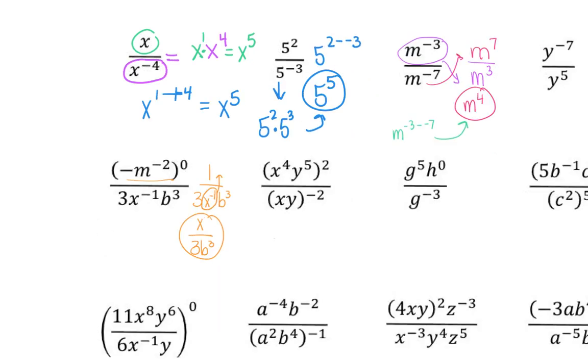What we have here is x to the 4th to the 2nd power, which is x to the 8th, y to the 5th to the 2nd power, which is y to the 10th. We also have this in the denominator, which is a negative exponent, so we can move this up to the numerator and make that exponent positive. So now we have x to the 8th, y to the 10th, x squared, y squared. Combining that, we have x to the 10th, y to the 12th.